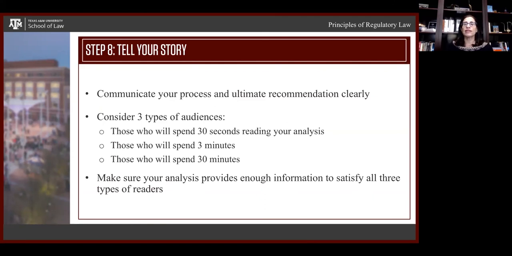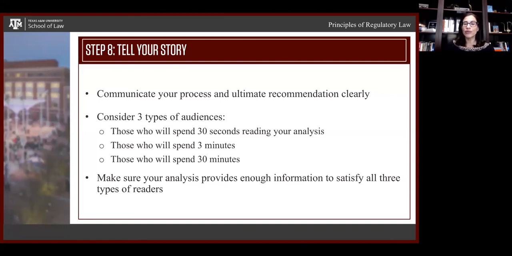The last step is, we call it tell your story, but it basically means communicating the process that you followed, and your recommendation clearly. And the Eightfold Path book mentions 3 types of audiences. So one is an audience that will spend only 30 seconds reading your analysis, which is probably most policymakers. Another will be people who will spend 3 minutes. And the third will be people who will spend a full 30 minutes looking at your analysis. And you want to make sure that your analysis provides enough information to satisfy all 3 types of readers.